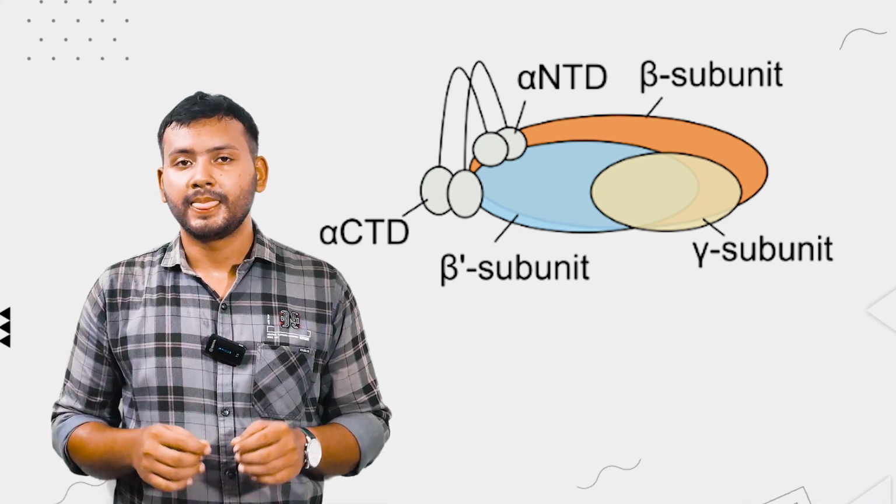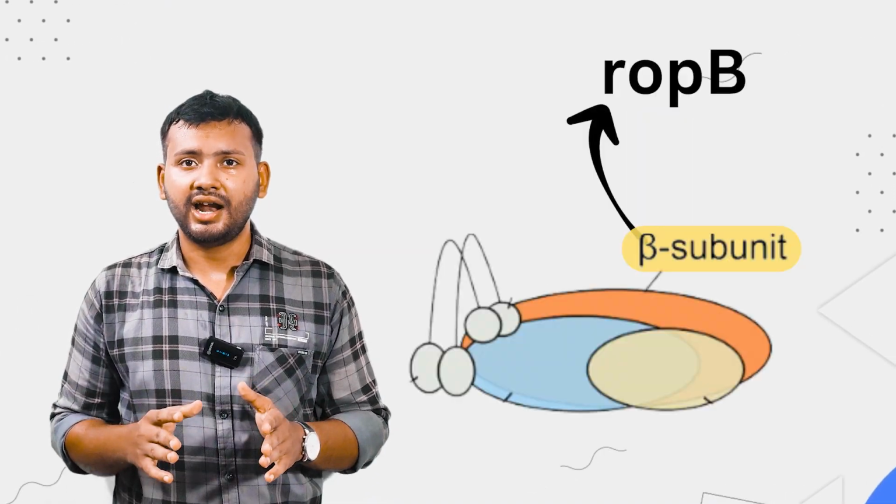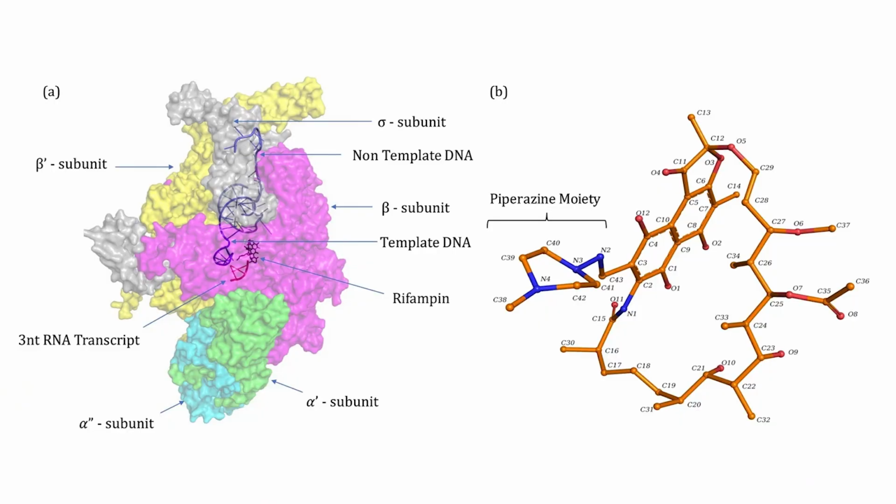And now we will discuss the beta subunit. The beta subunit, encoded by the rpoB gene, is the second large component of RNA polymerase. Within the beta subunit lies the active center crucial for RNA synthesis. It also holds elements necessary for interaction with DNA and newly forming RNA molecules regardless of their specific sequence. Structurally, the beta subunit comprises 2 distinct domains.